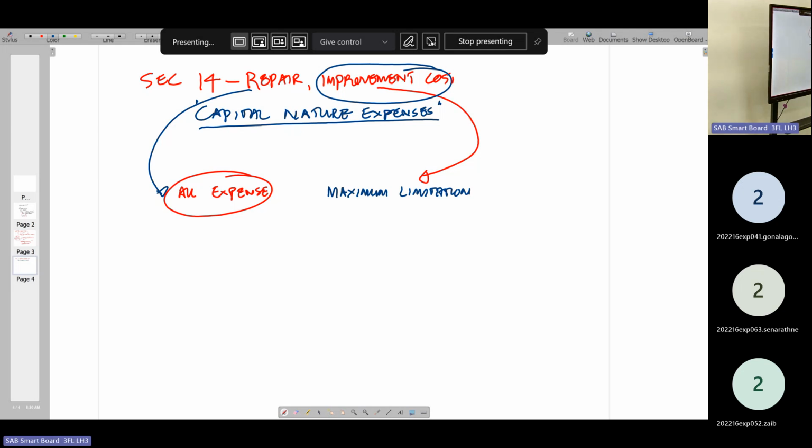Repair and maintenance are both very similar. That is not in the nature of capital, so we can deduct. Improvement cost is more towards capital expenditure. Even though it is capital expenditure, we can claim it for tax purposes as a deductible expenditure, but there is a maximum limitation. What is the maximum limitation? Can anybody tell me?